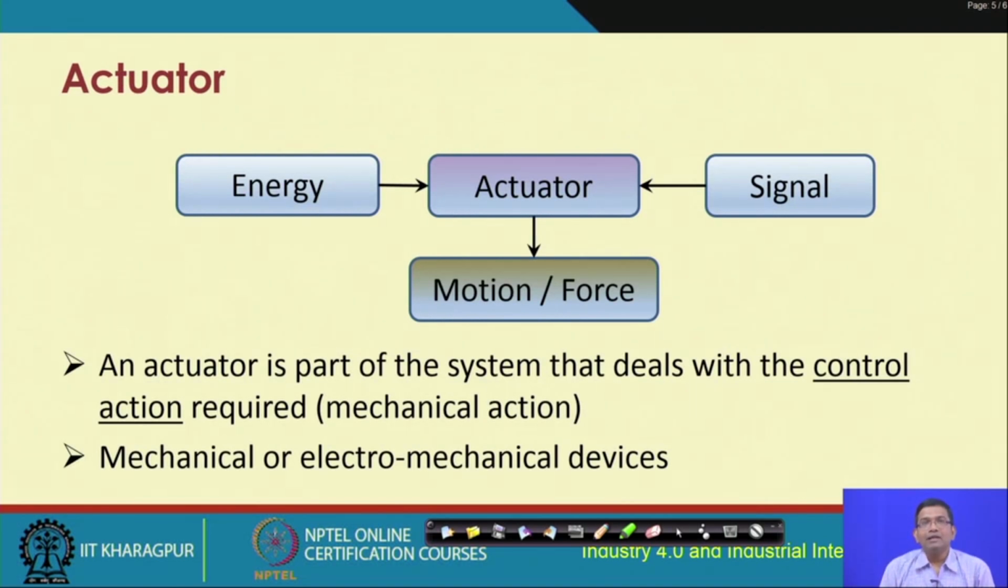So, let us look at how an actuator basically works. As you can see in this particular figure, an actuator takes two inputs. One input is the energy, so there has to be some kind of energy supply or source, and the other is some signal. Together these are taken by the actuator to produce some kind of motion, such as a force. An actuator is the part of the system that deals with the control action that is required, the mechanical action. Typically mechanical, but this could be mechanical or electromechanical, and so on.